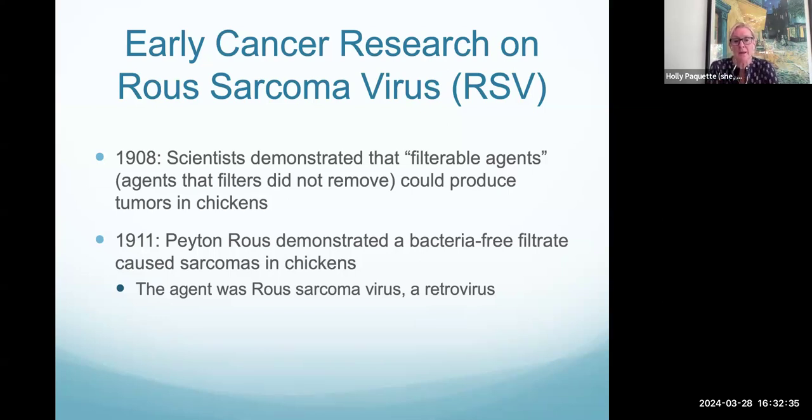In 1911, Peyton Rous was the researcher who demonstrated that bacteria-free filtrate, meaning that bacteria are larger, so they weren't able to go through the filter, that the actual filtrate that removed the bacteria caused sarcomas in chickens. And so what that told Rous was that it wasn't being caused by bacteria, but something that could actually make it through those filters. The agent was named the Rous sarcoma virus, and it's actually a retrovirus. And we'll talk more about retroviruses when we get into the chapter on HIV.